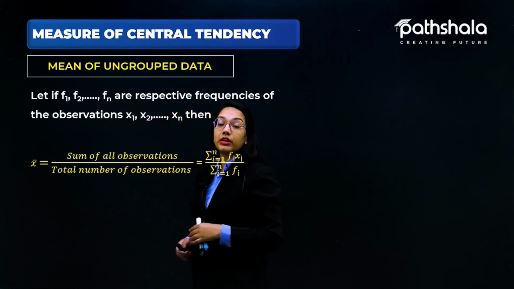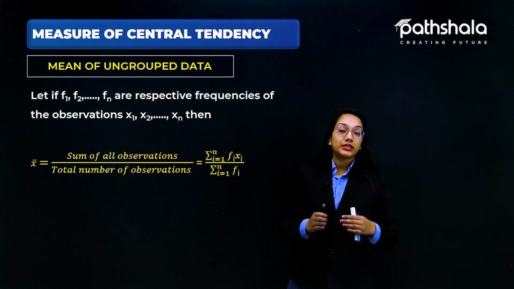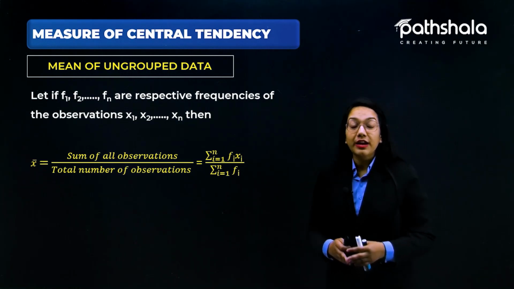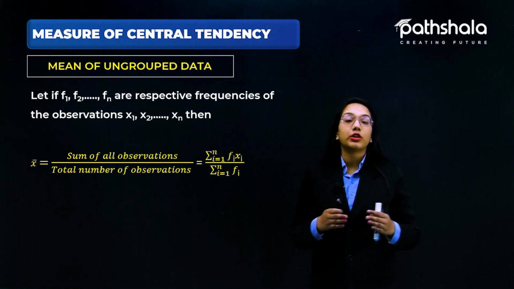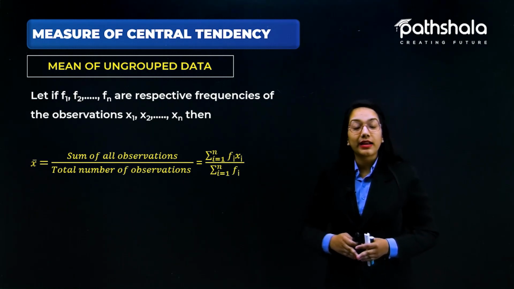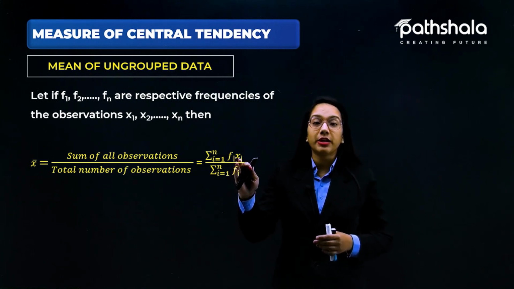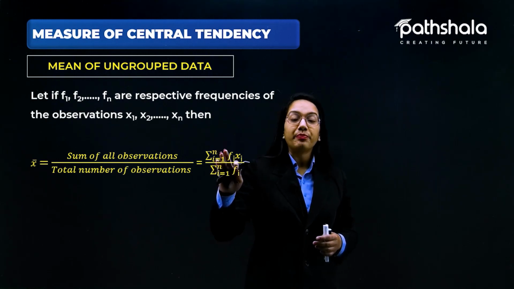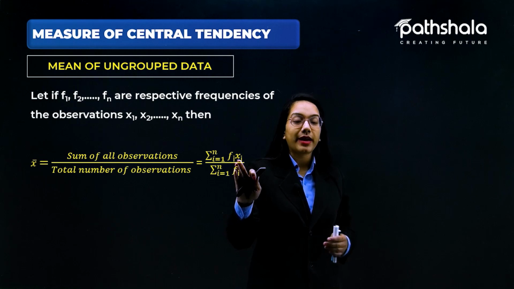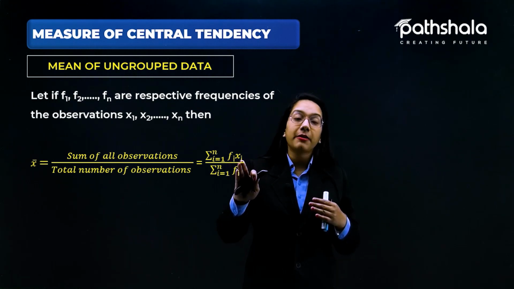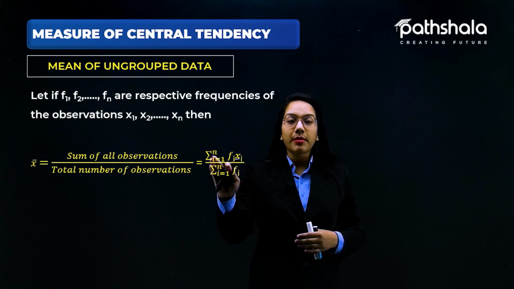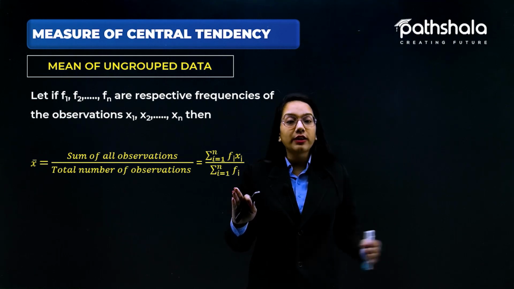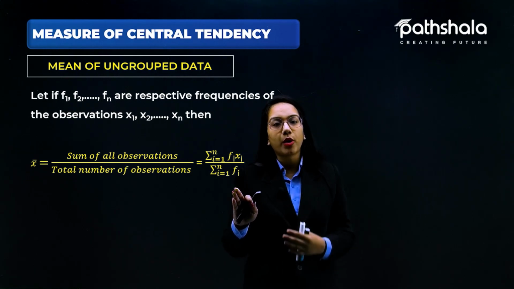Now over here the sum of the observations is the sum of the products of the observations and their frequencies. What does it mean? We have to multiply the respective frequency with the observation, and then we have to add them with the other frequencies and observations. It means this is a sum of fi xi, meaning we have to multiply each fi and xi together and then take their sum. So this is sigma fi xi divided by sigma fi, denoting the sum of all the frequencies over here. This is the total number of observations.